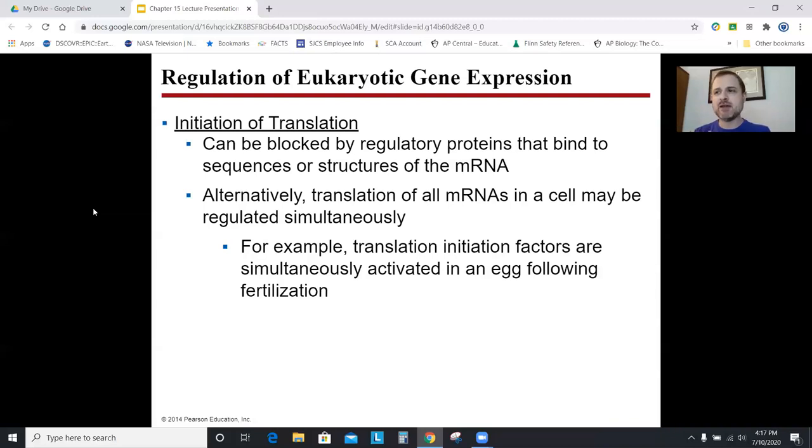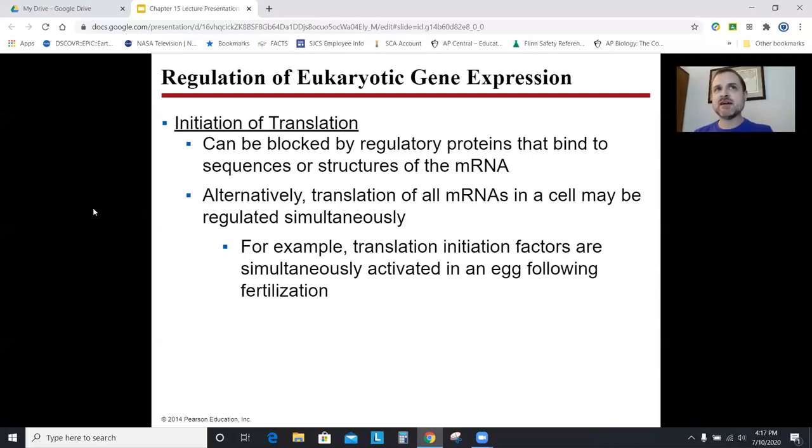This has actually been on the AP exam before. Let me tell you a story. Well, not a story, but an actual example. So an unfertilized egg, so a woman ovulates an egg, right? Most eggs that a woman ovulates don't get fertilized, right? When the egg is ovulated, it's already made hundreds, if not thousands of messenger RNAs that are already in the cytoplasm and they're ready to go, right? But they're not expressed, they're not translated unless the egg gets fertilized.